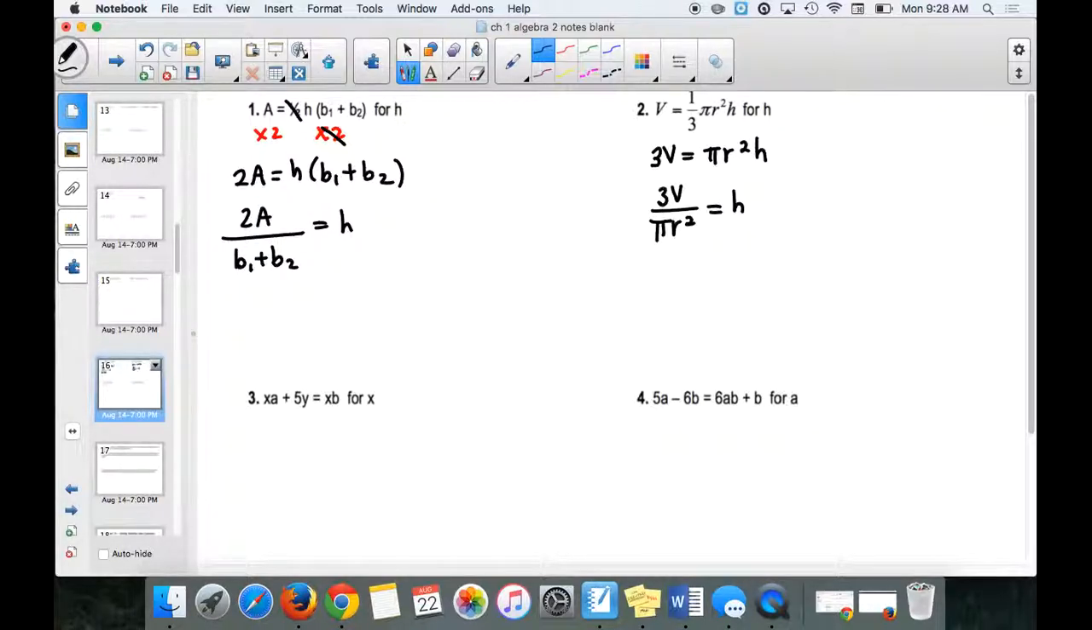on one side. So get all terms with an x on one side, and then get everything that doesn't have an x on the other side. So the quickest way of doing this is to take this xa here and bring it to the other side. So what operation do I need to get it to the other side? Subtraction. So I'm going to subtract the xa over. So I'm going to have 5y equals xb minus xa.